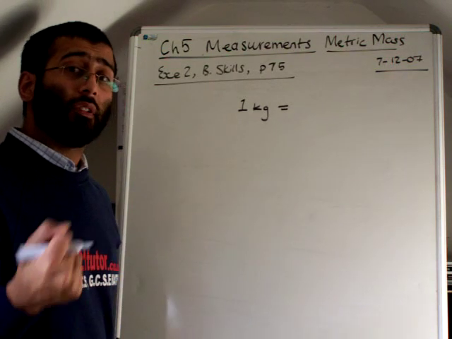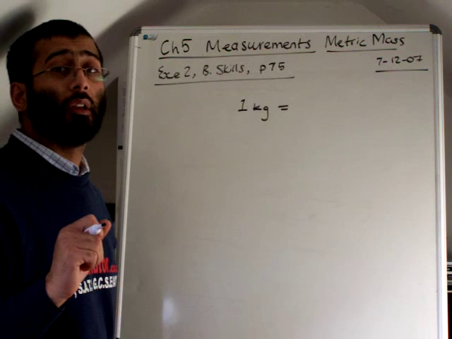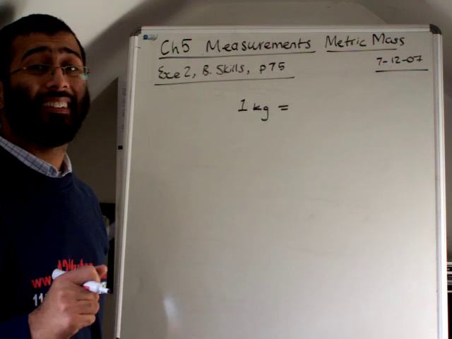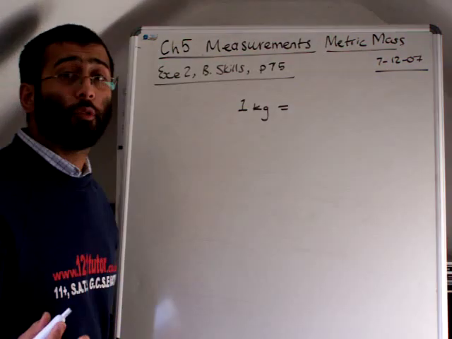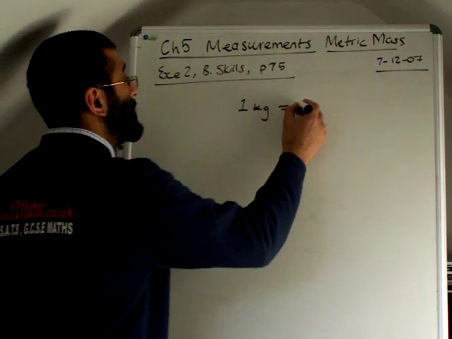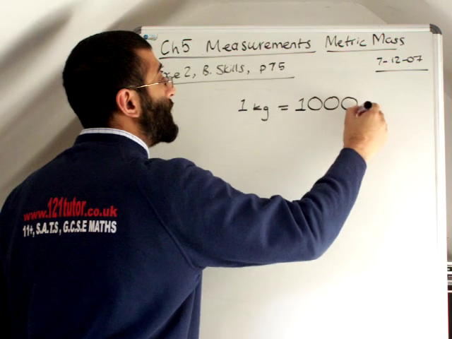Most likely you've done the lesson from exercise 1, which was changing grams to kilograms, and you'd be familiar with the identity. So in every kilogram you have how many grams? 1,000. So in 1 kilogram you have 1,000 grams.